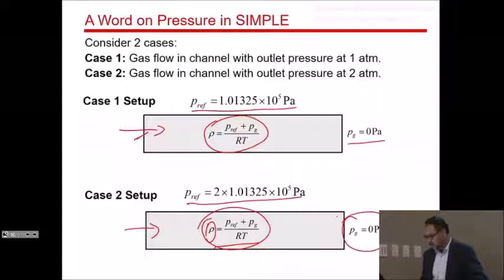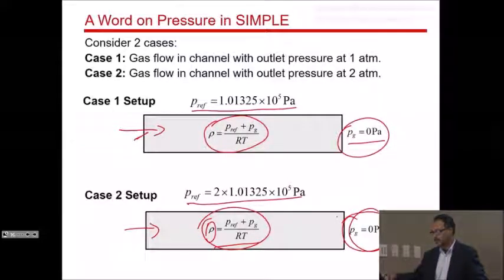So in terms of solution of the equations, the solver doesn't even realize that these are two separate problems as far as the boundary conditions are concerned, except in the step where you calculate your density. Now, if this is a liquid and you're not using an equation of state, density is constant, then this problem and that problem are identical. There's no difference. If you look at water flow in a pipe where it's dumping out at 1 atmosphere versus 2 atmospheres, it's going to be an identical solution.